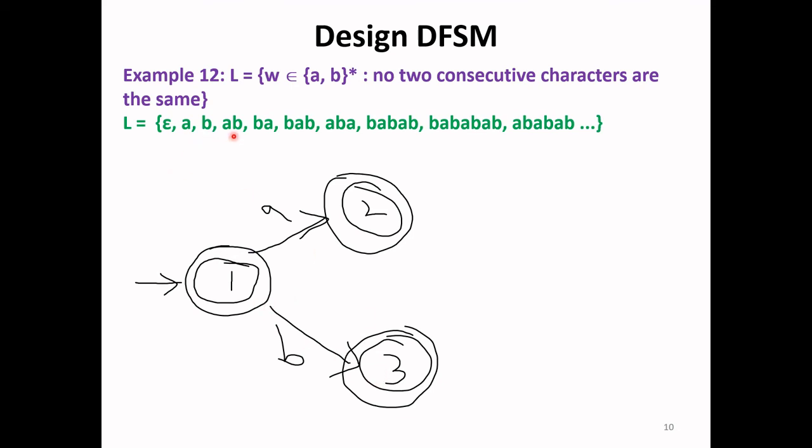Coming to AB. AB or BA must also be accepted. So after A you have a transition from 2 to 3 with B, which reaches the final state, hence the string AB is accepted. Similarly BA reaches the final state.